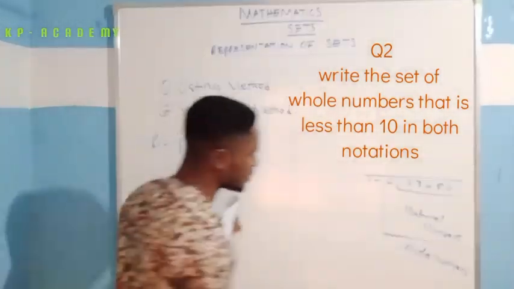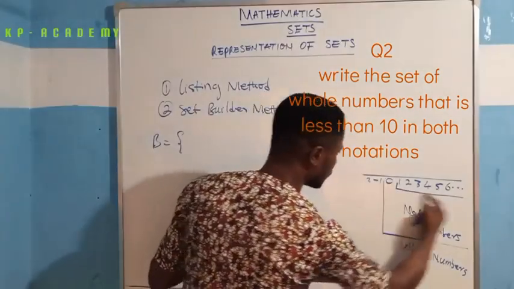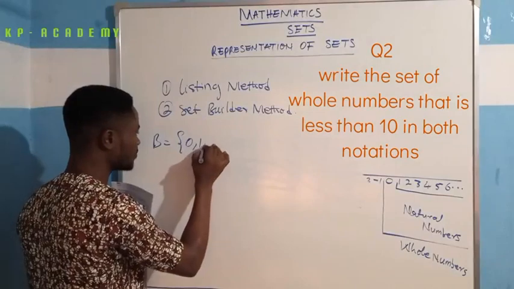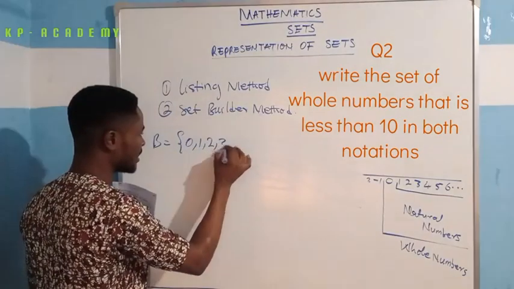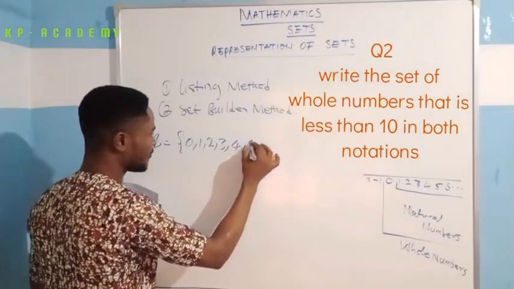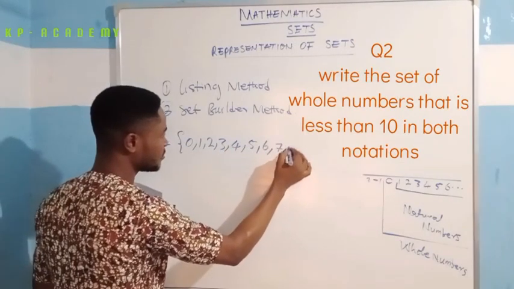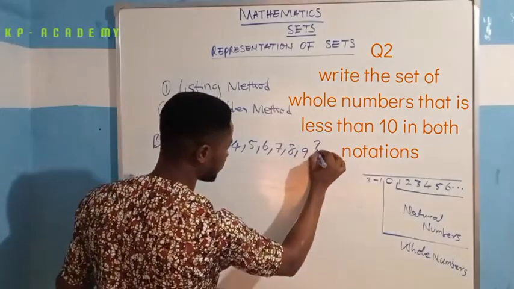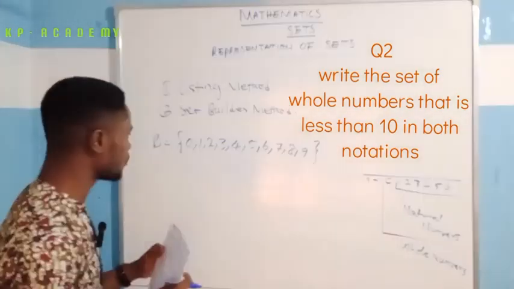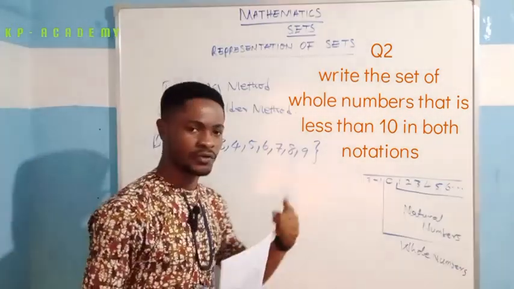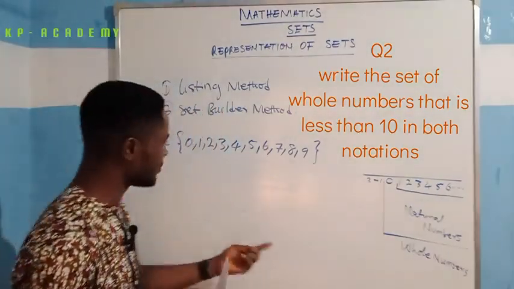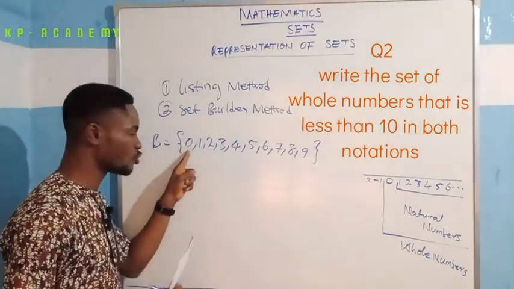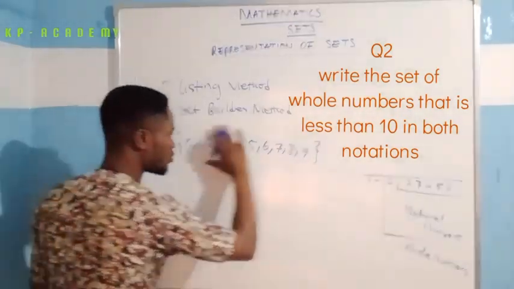Whole numbers, like I said, include from 0 towards positive infinity. The whole numbers that are less than 10 are 0, 1, 2, 3, 4, 5, 6, 7, 8, 9. I'll stop there because it says less than 10. If I included 10, I would have ruined what is being said. 0 is a whole number, so 0 is going to be included. So this is actually what we are asked to write.